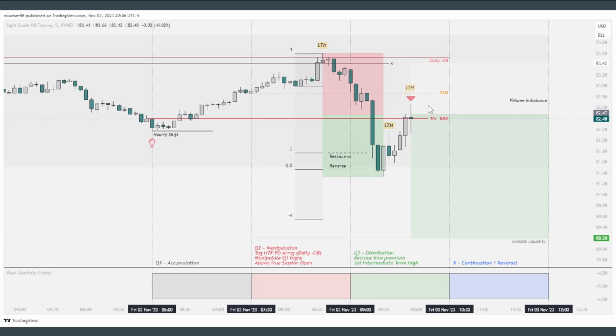Also, the intermediate term high, the tag, and the formation was us running into that hourly bearish breaker block, like I said I would use as an area where I would look to short off of that POI. And as you can see, quarter 3, once we get to 9 o'clock, that is when we distribute lower. We retraced into premium. We set an intermediate term high, and that is where I found my entry.